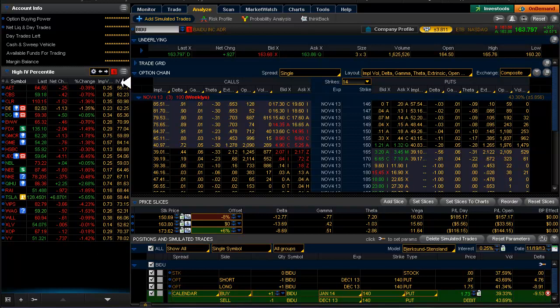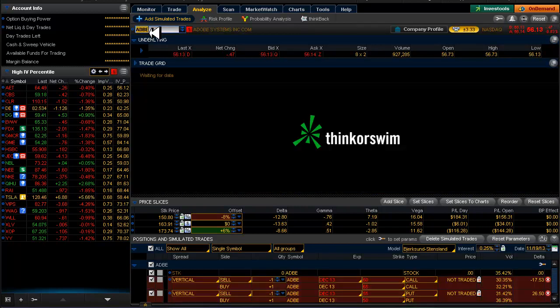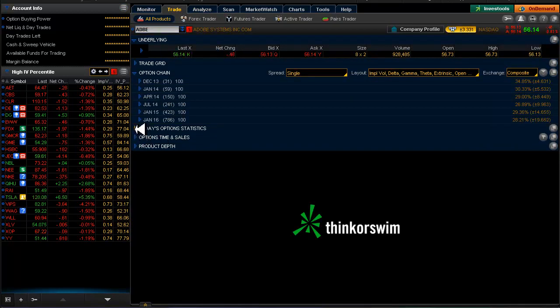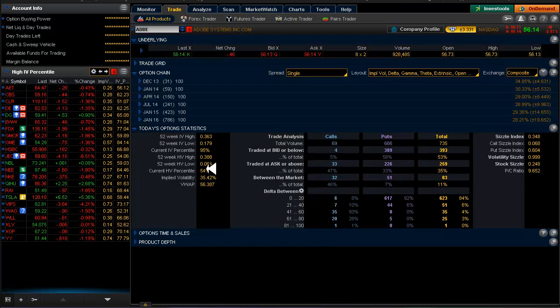And it is IV percentile that's over 50. Now, for instance, I know for a fact that Adobe was in there because I put a trade on Adobe. So let's take a look here and look at where it is. Current IV percentile is 95%.